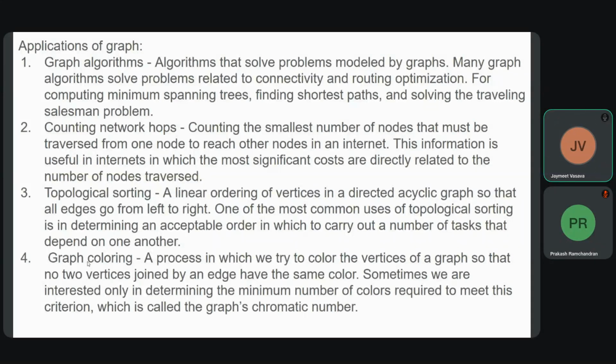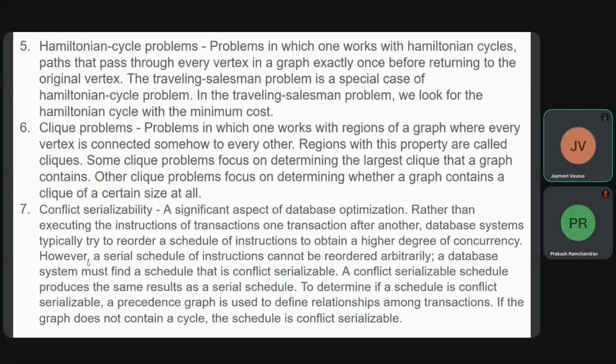Another is graph coloring. Graph coloring is a process in which we try to color the vertices of a graph with different colors, and we try to determine the minimum number of colors required to meet these criteria, which is called the graph's chromatic number. Moving on with further applications of graphs, we have Hamiltonian cycle problems, in which one works with Hamiltonian circuits, paths that pass through every vertex in a graph exactly once before returning to the original vertex. Remember the traveling salesman problem? That is a part of the Hamiltonian cycle problem.